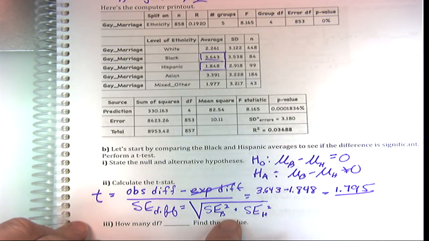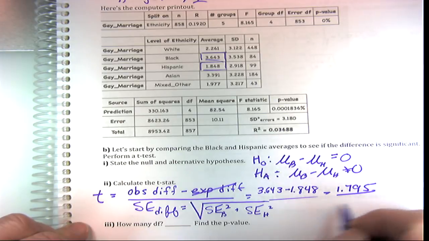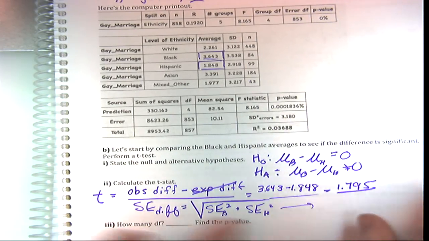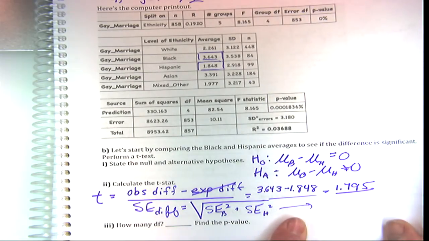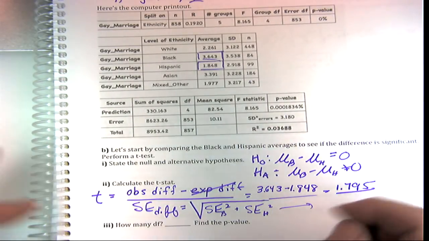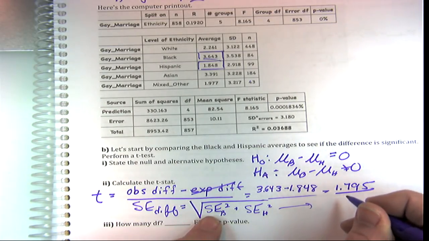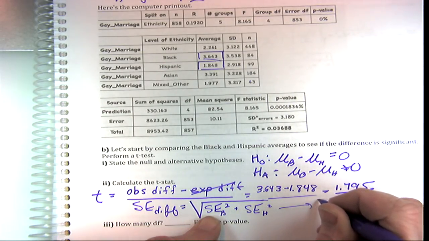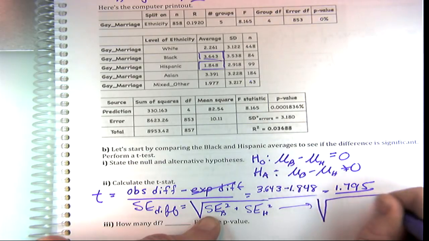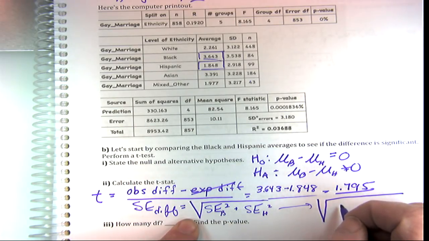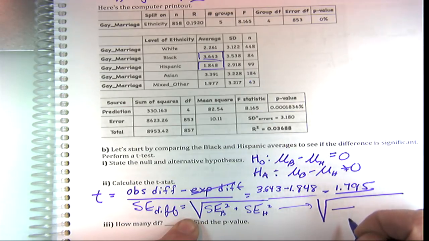So how are we going to do that? Well, all right, we'll just do it out. Okay, so what are we going to do? So the standard error, remember? We'll have the square root. Now, what is that? The standard error is going to be the SD over the square root of n for Blacks.